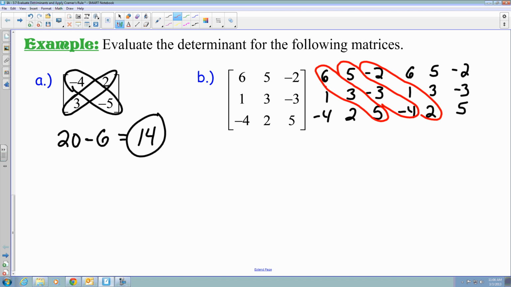So here I have 6 times 3 times 5, which gives me 90, plus 5 times -3 times -4, which gives me a positive 60, plus -2 times 1 times 2, which gives me a -4. Now I'm going to subtract these values here.